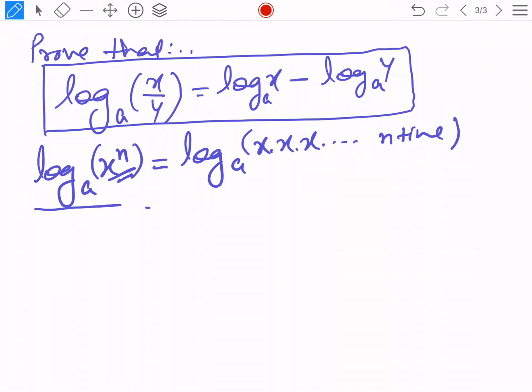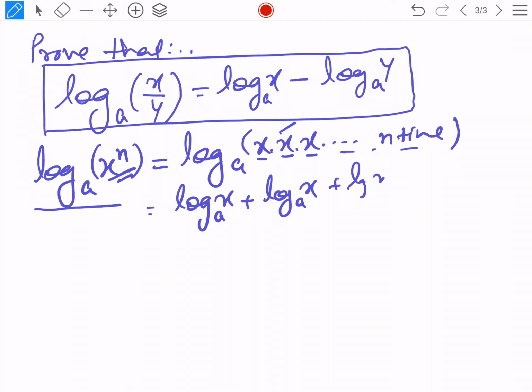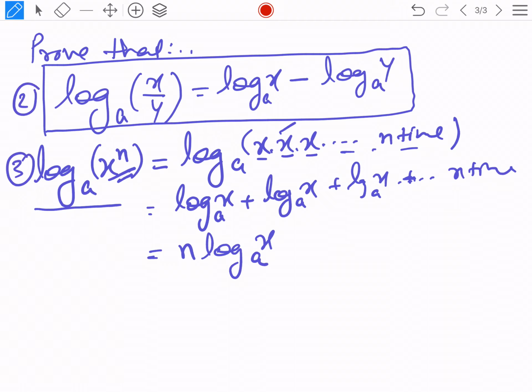Now use the method of multiplication of log. As we know, we have proved it, it will be log of x base a plus log of x base a plus log of x base a, plus n times. So it implies it will be n log of x base a. So now this is our third formula.